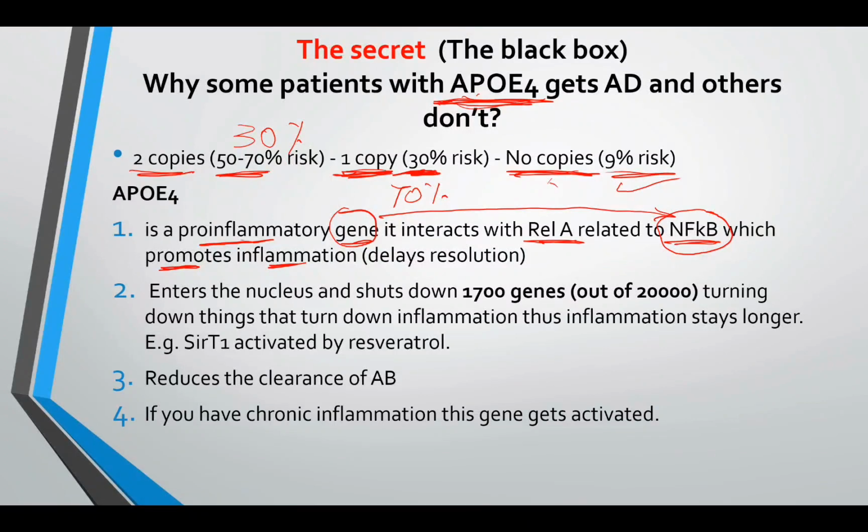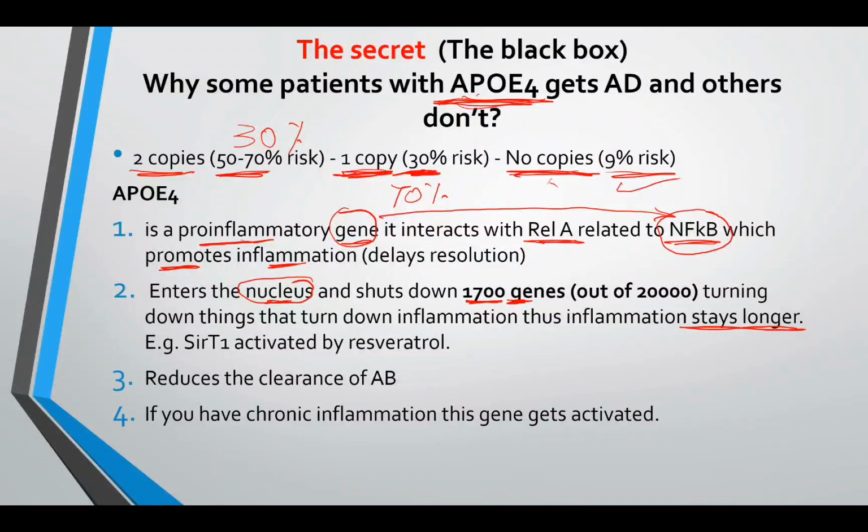Why does this happen? Because the product of this gene, ApoE4, enters the nucleus of the cell and shuts down another 1500 genes. These 1500 genes are responsible for calming down inflammation. So if you block and shut down the genes that are responsible for calming down inflammation, the result is that inflammation will stay longer.